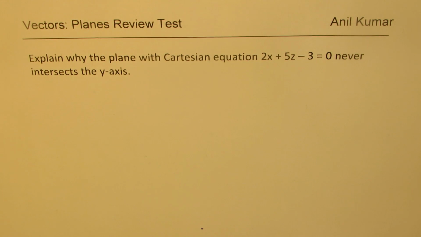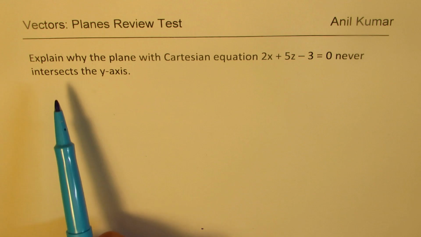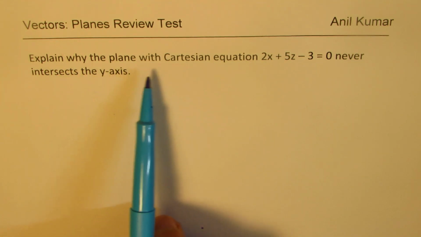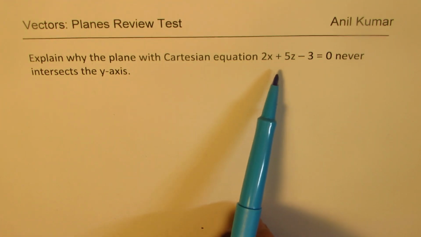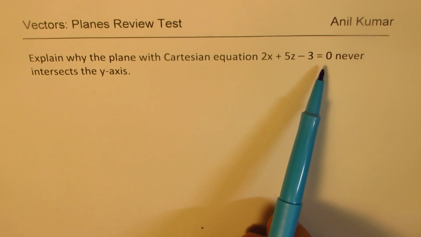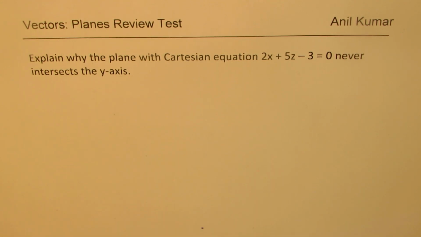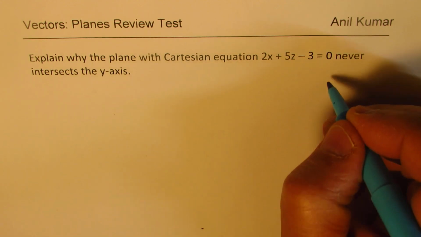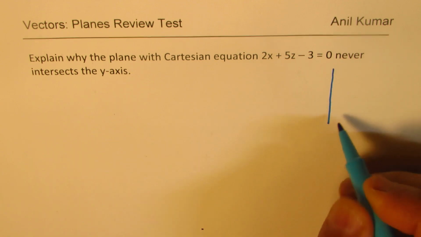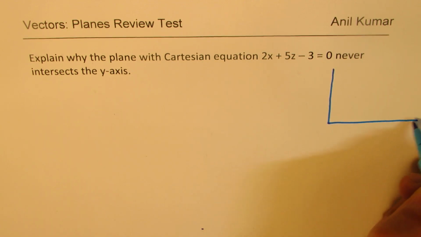Now, some of my students will be taking a test on planes, so I thought let me review with some brilliant questions asked in previous test papers. So the question here is, explain why the plane with Cartesian equation 2x plus 5z minus 3 equals 0 never intersects the y-axis. So you have to provide an explanation for this, right? You can always pause the video, answer the question, and then look into my suggestions.